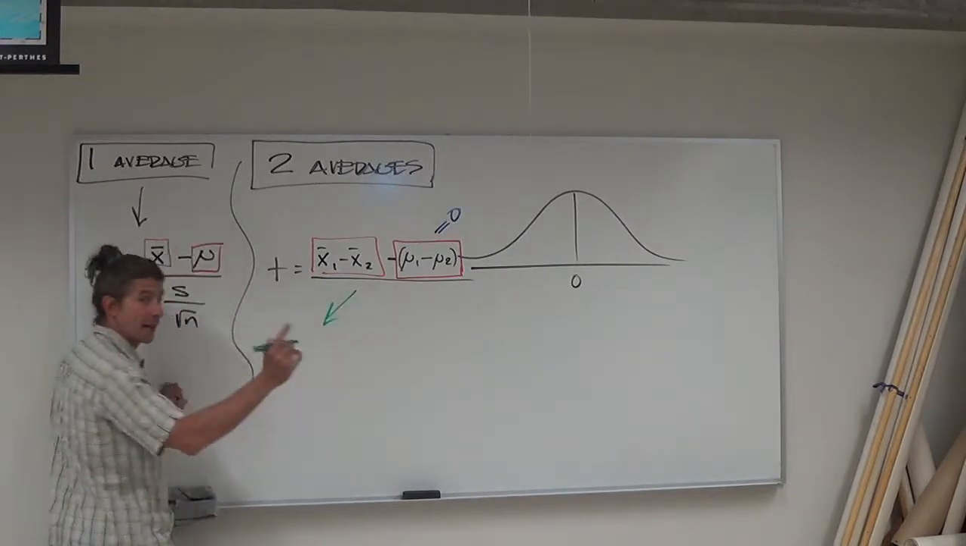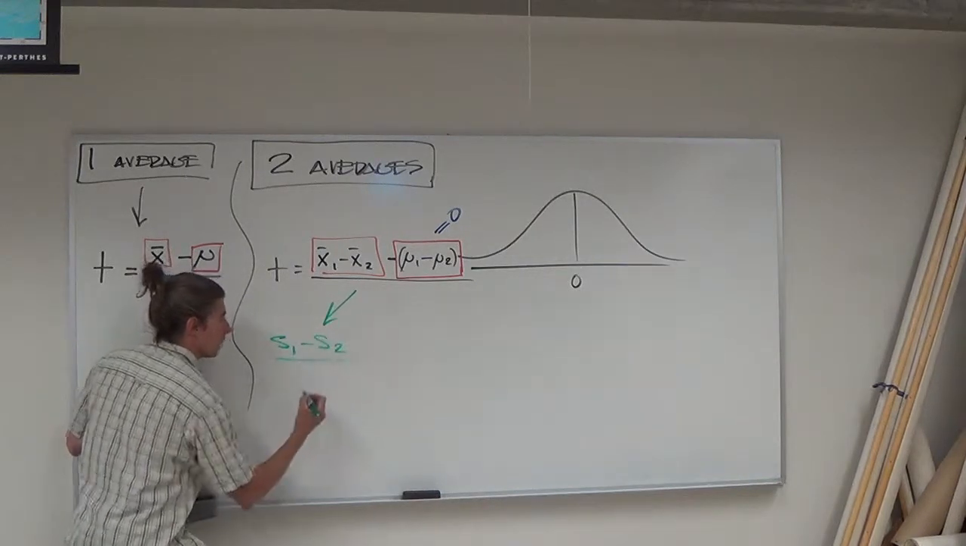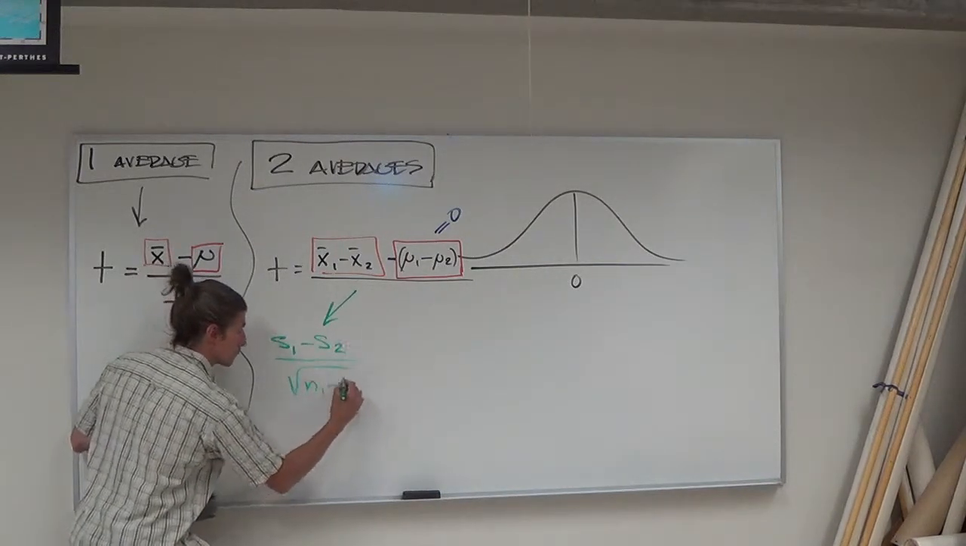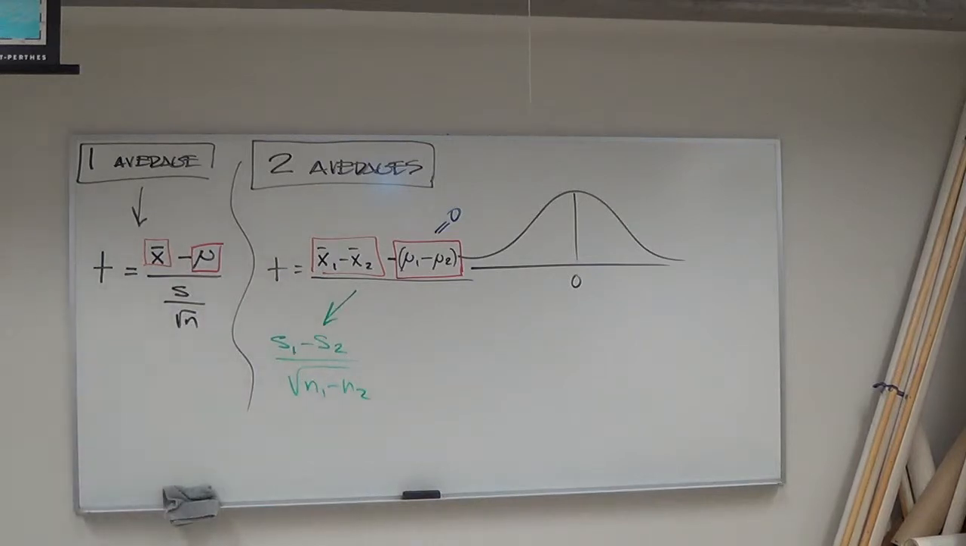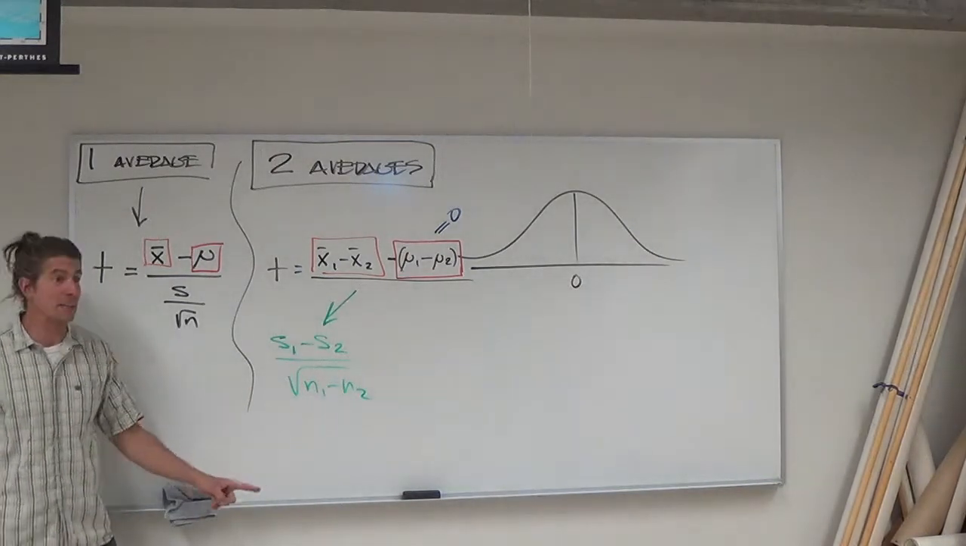One vote would be, say it again. S1 minus S2 over the square root of N1 minus N2. I have no problem with that whatsoever. Except for one numerical one. It doesn't matter here. But what if your sample sizes are the same? Exactly the same. What happens then? You get 0 and square root of 0. You get something over 0, which mathematically is bad news, isn't it?